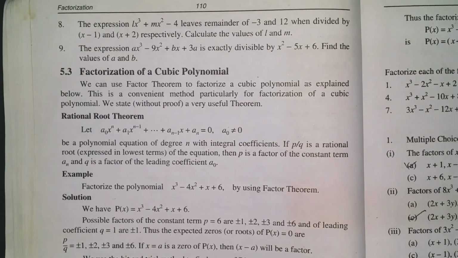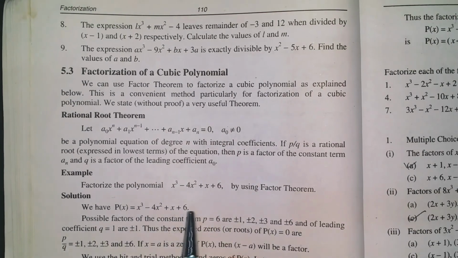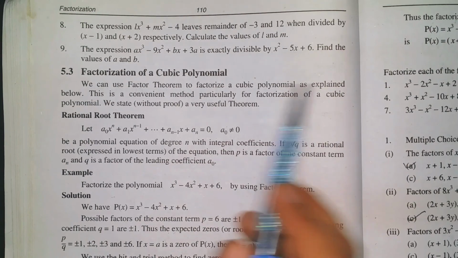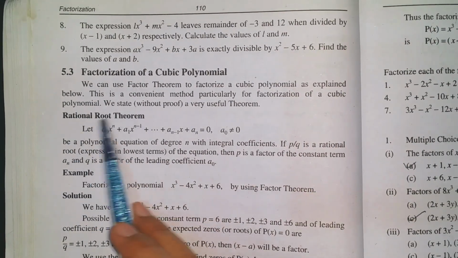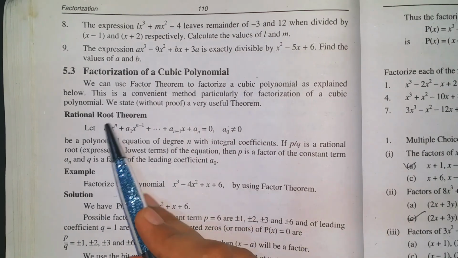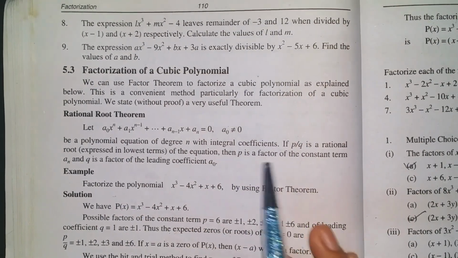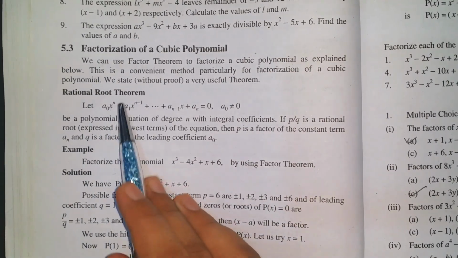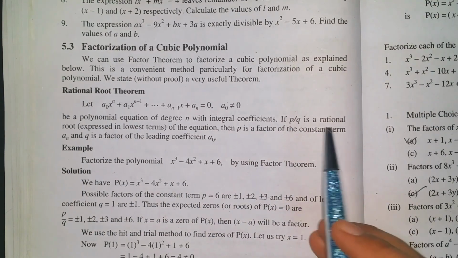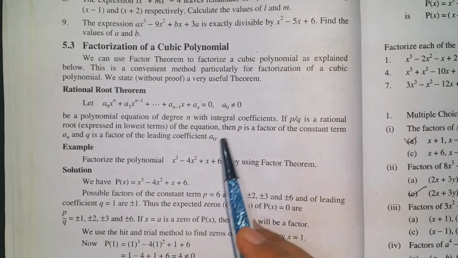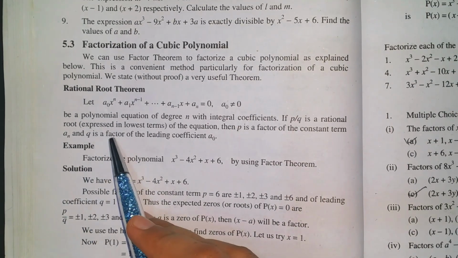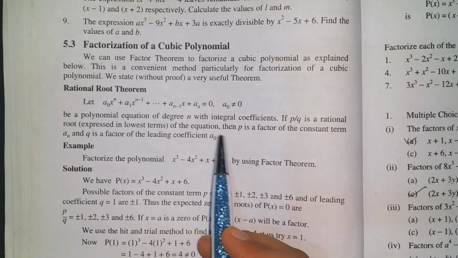Factorization of a cubic polynomial. We can use the factor theorem to factorize a cubic polynomial as explained below. Rational root theorem. We have this polynomial equal to 0 where the coefficients are not 0. This is a polynomial of degree n with the leading coefficient a0. If p by q is a rational root of the equation, then p is a factor of the constant term an and q is a factor of the leading coefficient a0.